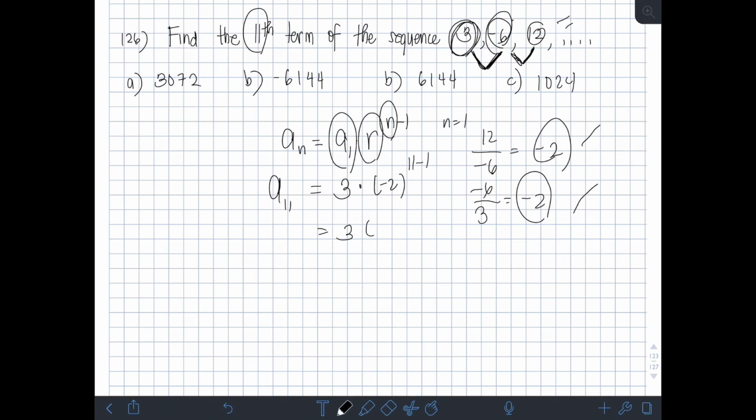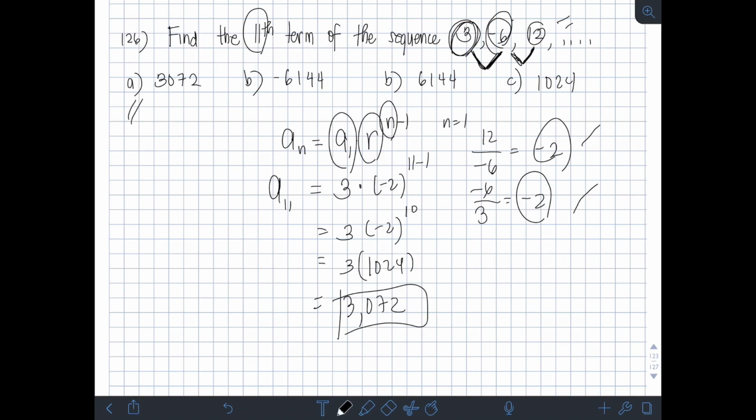So, simplify. 3 times negative 2 raised to 11 minus 1 is 10. Right? So, ano yung negative 2 raised to 10? 1,024. Positive, right? Then, times 3 pa natin, equal to 3,072. So, therefore, the 11th term of the sequence is 3,072.